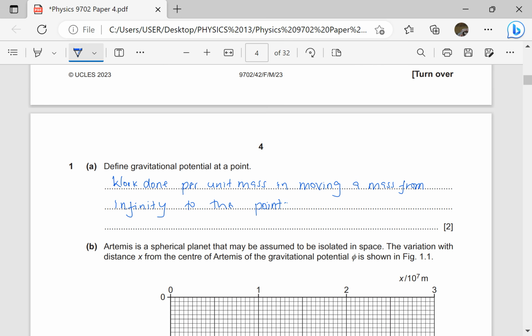So that work done to move a unit mass from infinity to a given point is what we call the gravitational potential at that point. The work done per unit mass in moving a mass from infinity to the point. Do not confuse gravitational potential with electric potential. If it was electrical, it would have been a unit positive charge from infinity to the point.